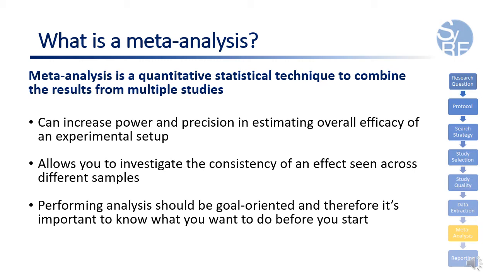Performing a meta-analysis should be goal-oriented, and therefore it's important to know what you want to do before you start. As I mentioned previously, you should pre-plan your analyses to minimize bias introduced later on, once you have seen what the data actually looks like. Your plans for analyses should be detailed within your protocol and made openly available to others before you start the review process. You may want to upgrade your protocol as you go along, but these changes should be justified and recorded.